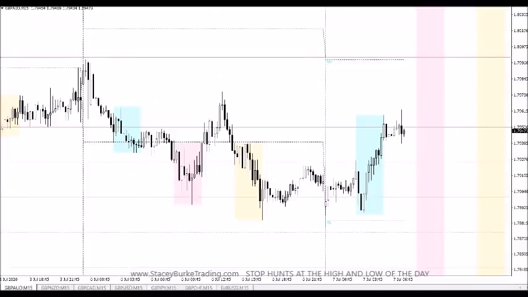Good day, traders. Stacey Burke continuing our discussion on stop hunts at the high and low of the day, just reviewing our simple process and my simple process, marking the high off, marking the low off. We have our high of the Asian session. We have our low of the Asian session as we head into our 12 candle window.